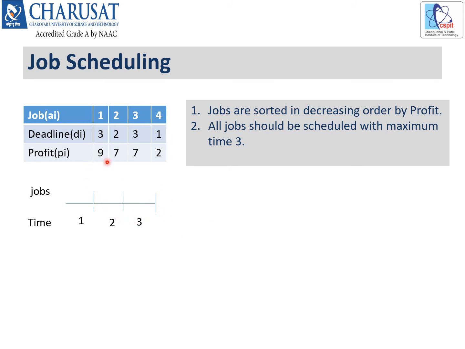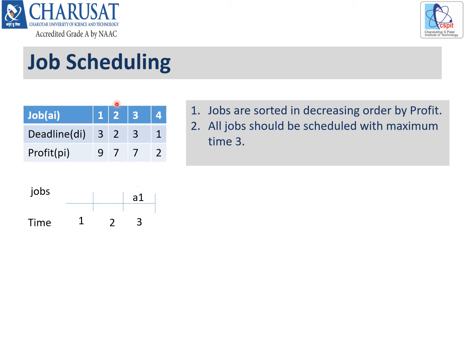So as you can see that the job 1 is giving you the maximum profit and its deadline is 3. So now this particular job can be executed in the last time slot. So what we will do, we will check that particular slot 2 to 3. That slot is free, so we can schedule this job 1 to that particular slot. So A1 is scheduled here.